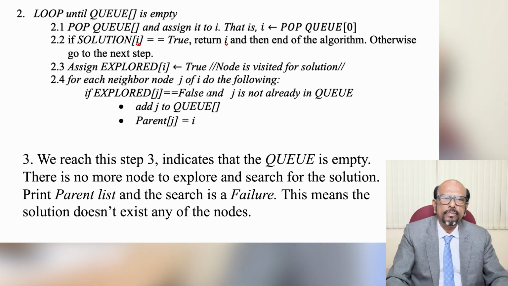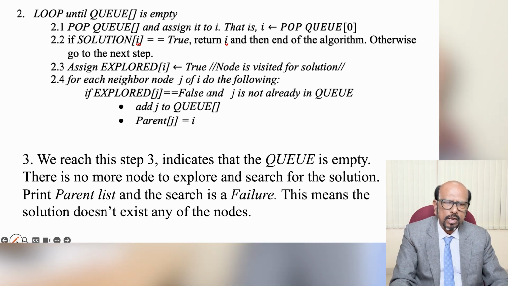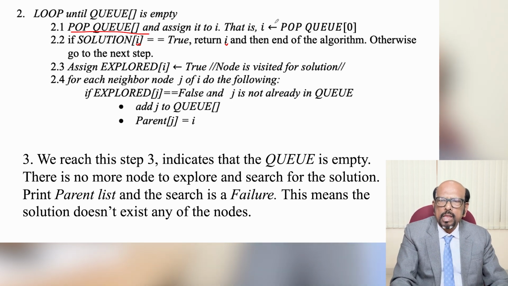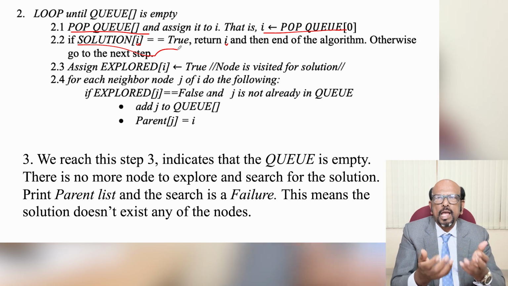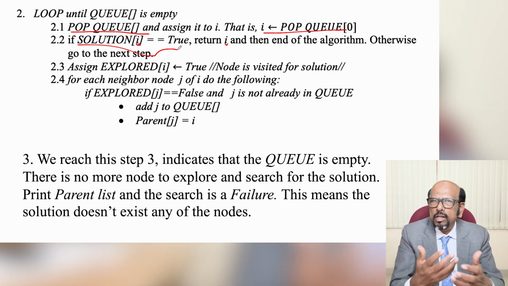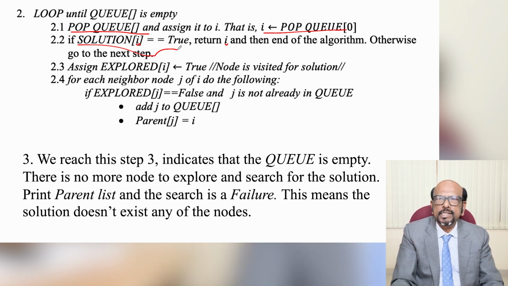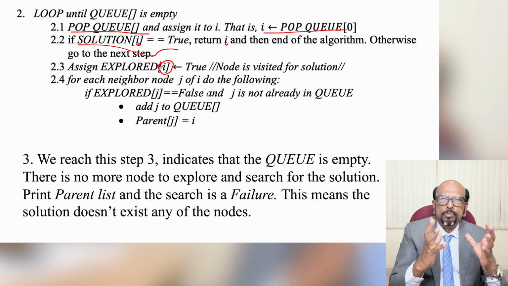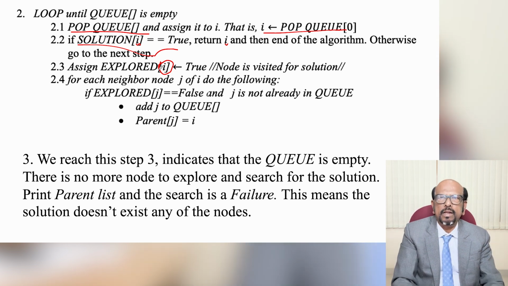Let us look at it again. Pop the entry, look at it. So pop the queue. It means there is a queue and you pop the first entry, so I becomes pop of queue of 0. Now verify if the solution is true, if the medicine is available in I. If it is available, then we are done. We have solved the problem. There is a success. Otherwise, first, mark I as explored. In the explode set, put I inside.